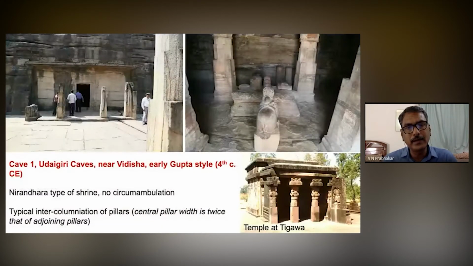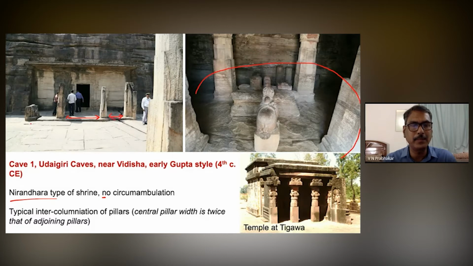So here in the case of Udaygiri Cave 1, we have one of the earliest examples of a Nirandhara type of shrine. That is, Nirandhara means a shrine with circumambulation. You can see a shrine here with 4 corner pillars, and there is a circumambulation. One can go around the pedestal, and so this is one of the earliest examples. But typically there is an intercolumniation here also. The central width is twice the width of the adjoining pillar.